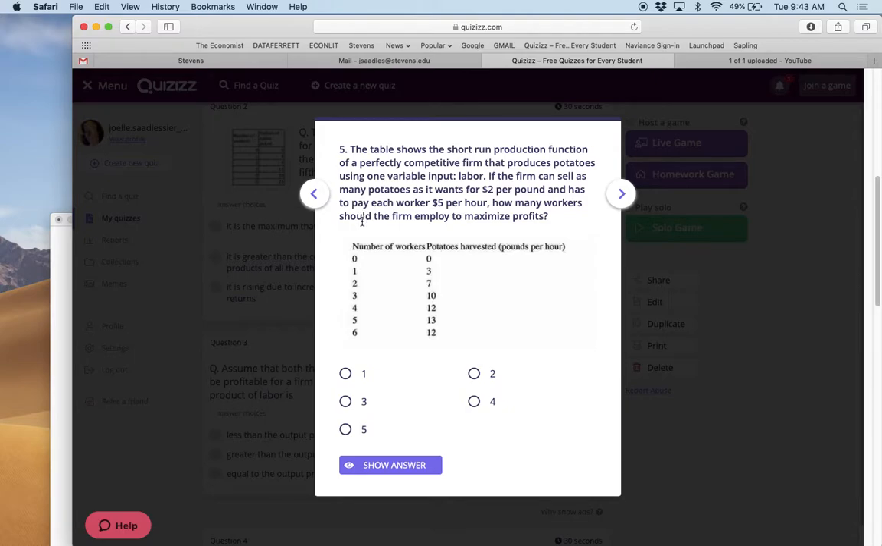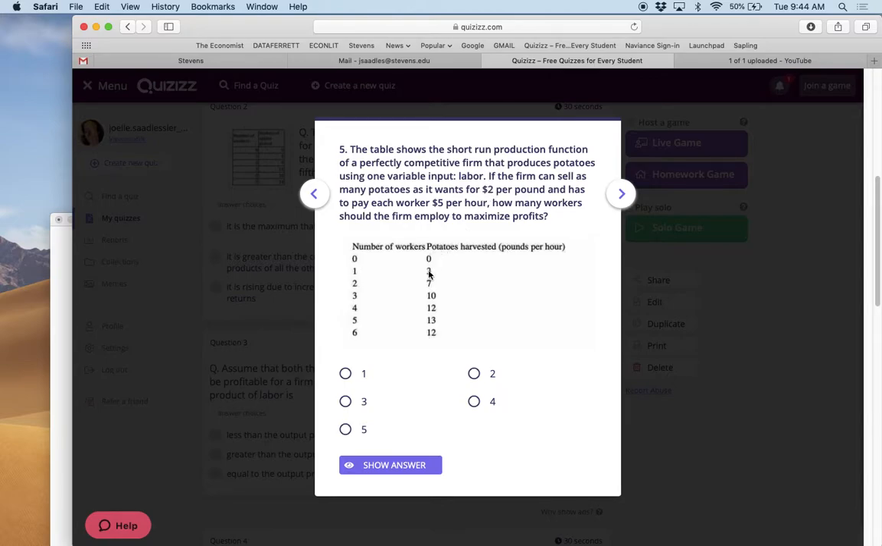The table shows the short-run production function of a perfectly competitive firm that produces potatoes with one variable input, labor. If the firm can sell as many potatoes as it wants for $2 a pound and has to pay each worker $5 an hour, how many workers should the firm employ to maximize profits? So we're told the price is 2, the wage is 5, so the rule is price times marginal product of labor has to be greater than or equal to the cost of the worker, which is 5. So let's actually calculate the marginal product.